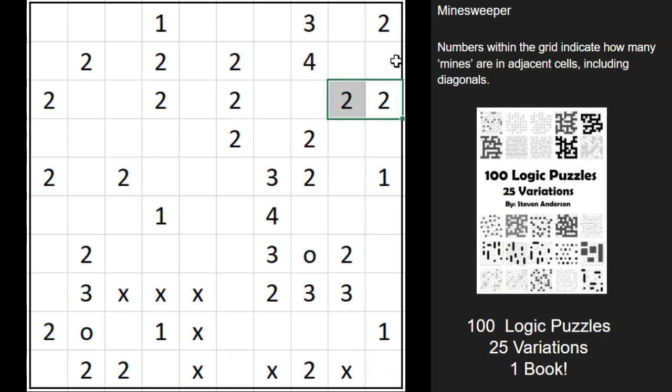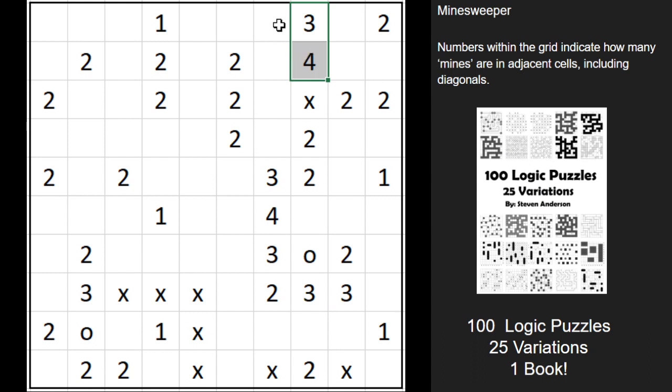Here are 2 digits next to a wall, where solving this 2 immediately solves that one. What I mean by that is if we look at these 4 cells, there are going to be 2 mines in order to solve this 2. And if there are 2 mines in those 4 cells, that solves this 2 as well, meaning this cell to the left cannot contain a mine.